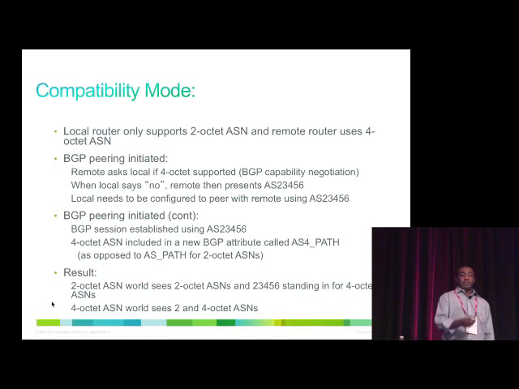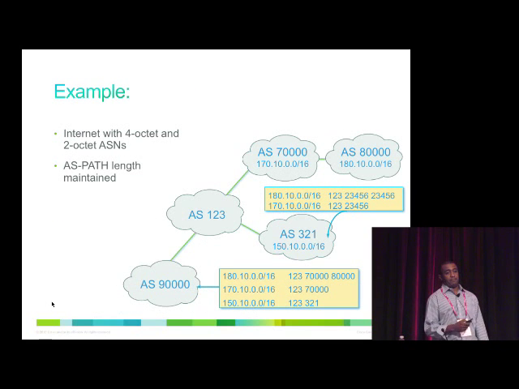Okay, so this is the compatibility mode. When you have that, a 2-octet ASN always sees 2-octet ASN paths, and the 4-octet ASN number is replaced by 23456. And this demonstrates that example. In this example, you can see that AS321 has received updates from AS 80,000, but the 80,000 and 70,000 are replaced. Both of them are replaced with 23456.